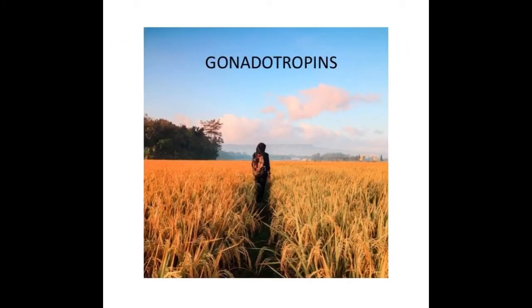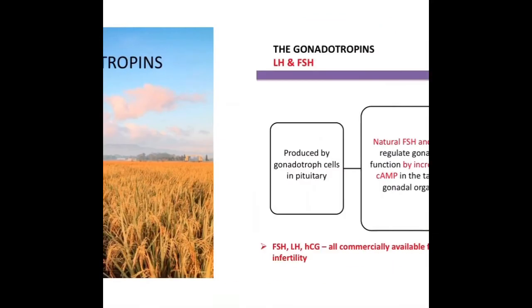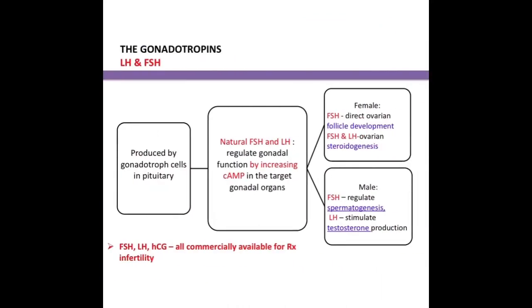Let's start with the gonadotropins. The gonadotropins consist of LH and FSH. Now, LH and FSH are produced by gonadotroph cells in the pituitary. Natural FSH and LH regulate gonadal function by increasing cyclic AMP in the target gonadal organs.